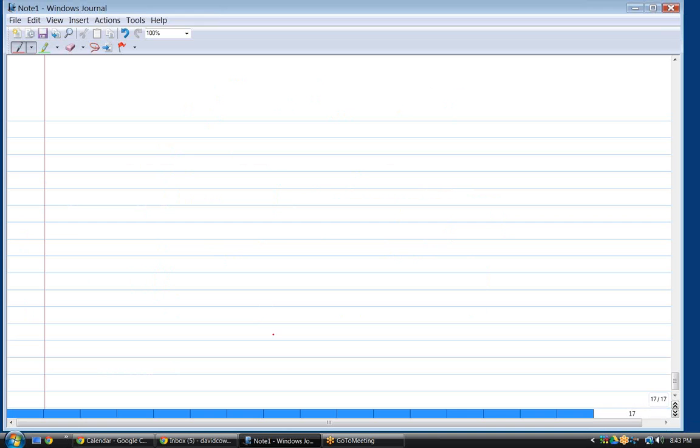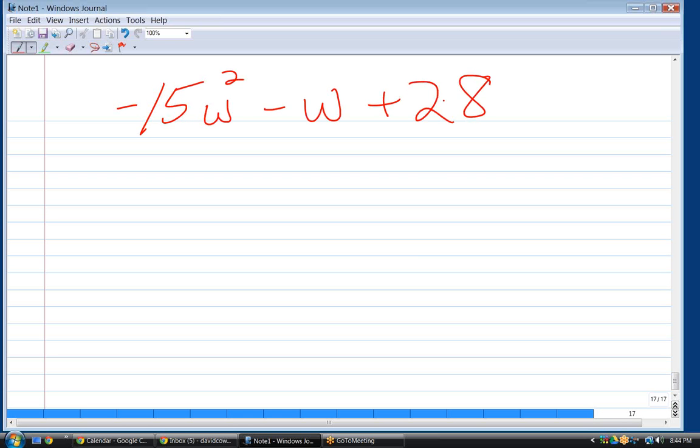What else? Okay. Negative 15w squared minus w plus 28. First step? Well, they don't go into each other, so we have to do the negative 1. And then it'll be plus 15w squared, and then it will be plus w, and then a minus 28.